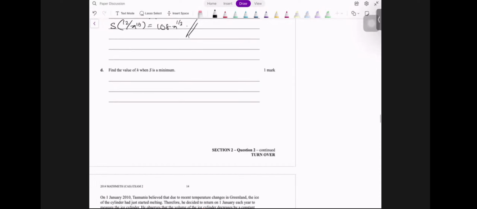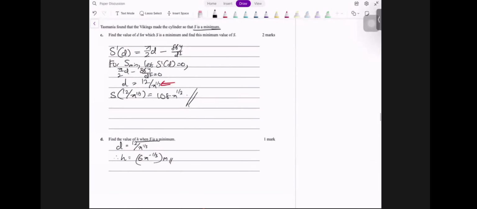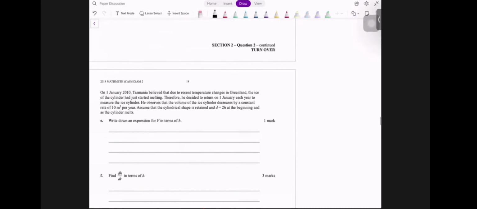So find the value of h when S is a minimum. Well, when S is a minimum, we have this value here. So we know d is equal to 12 on pi over third, and we can just sub this into our original relation we have here. We can sub this into h, so we can say that h would equal 6 pi to the negative third meters. I'll quickly add in the meters here just for the unit's sake.